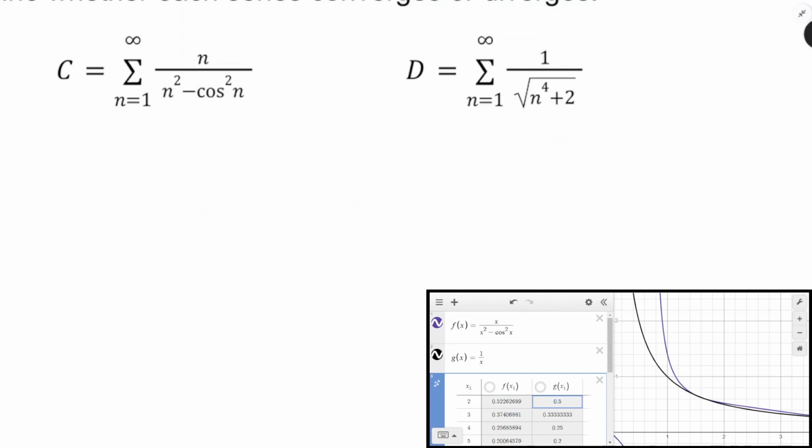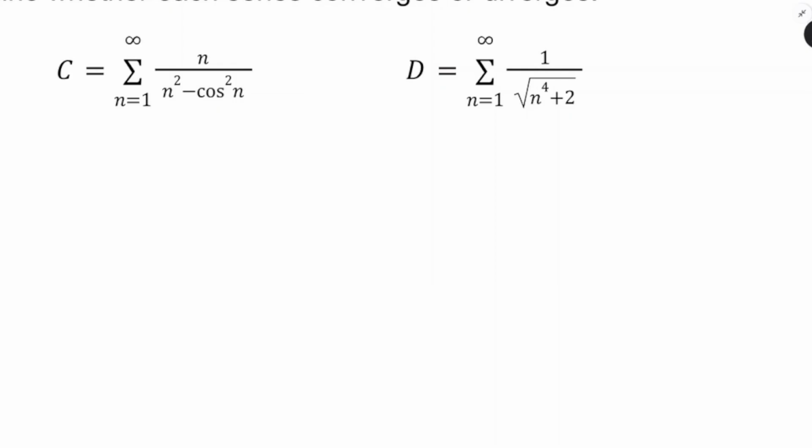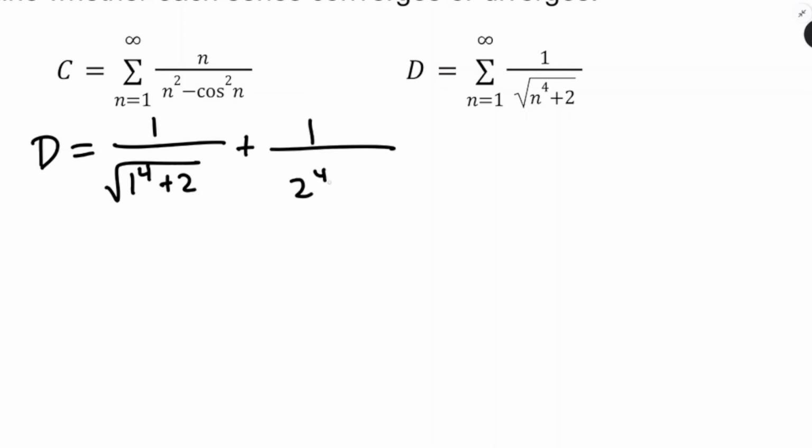All right, now for D, I'm not going to need the calculator for that. I think I'm going to write out some terms of D. D is when n is 1, 1 to the 4 plus 2, 2 to the 4 plus 2, with 4 plus 2, that'll be plenty.